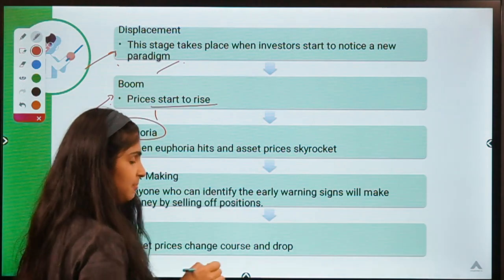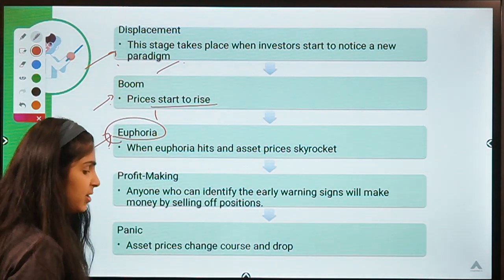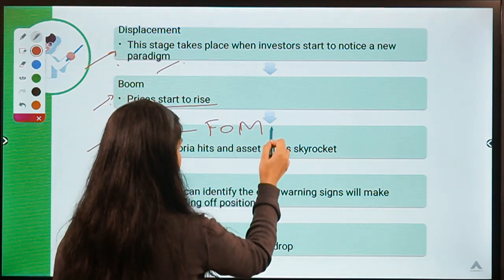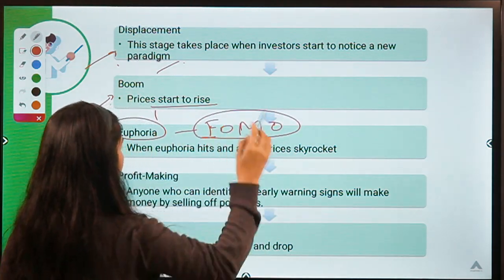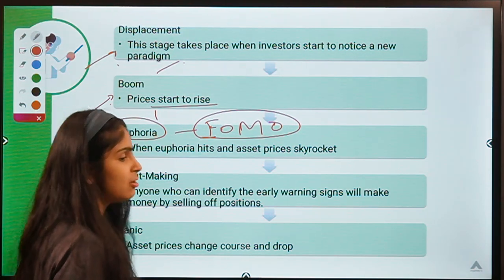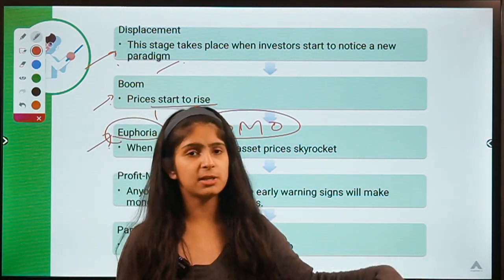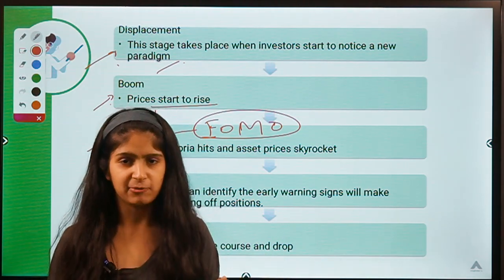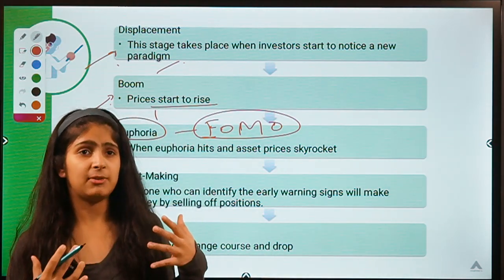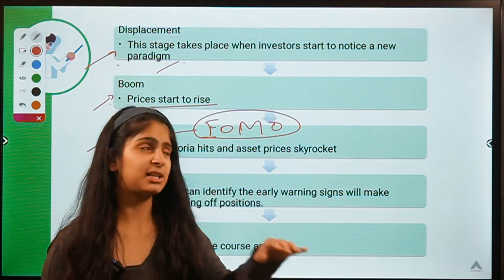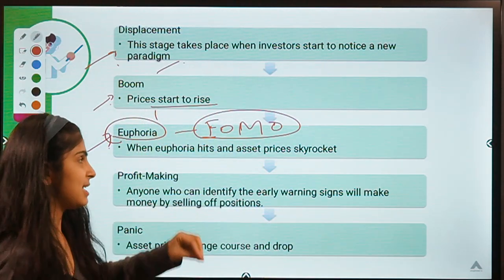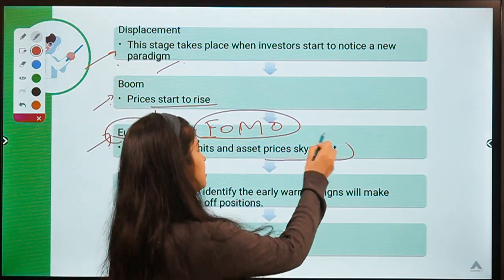See, in the euphoria stage, everyone is suffering from FOMO. I hope we know the full form of FOMO, fear of missing out. So everyone thinks that okay, my friend is going to invest in such an asset and is going to make money and I will be left out. So everyone is scared of this left out feeling. That is why they try to put their money into this particular booming asset and the prices skyrocket.